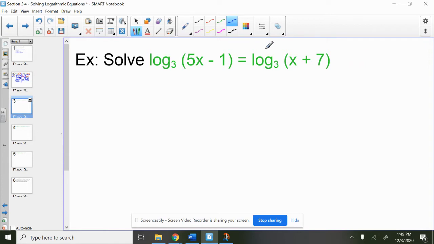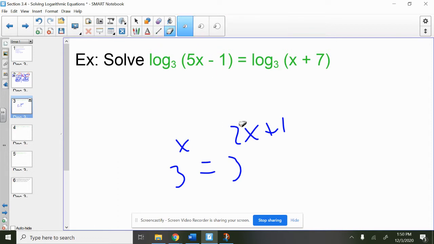Okay, next situation, you've got a log equal to a log. Very similarly to when we had base of 3 to this equals base of 3 to this type of problem, where we were able to set the exponents equal to each other, in the same regard, if I have a log base 3 equals a log base 3, I'm able to break those down. I'm able to get rid of the log bases and just set the parentheses equal to each other, which is nice.